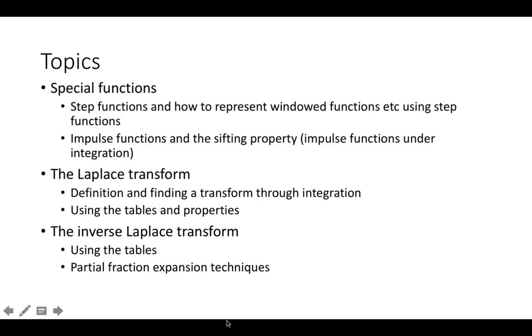So what we did in the class, just going over topics in general, we started this section talking about special functions. There were two types of special functions that we went over. We went over step functions and how to represent windowed functions, switches, pulses, etc. using step functions. Then we went over impulse functions, and one of the key things for the impulse function was the sifting property. In other words, how do impulse functions behave under integration with other functions.